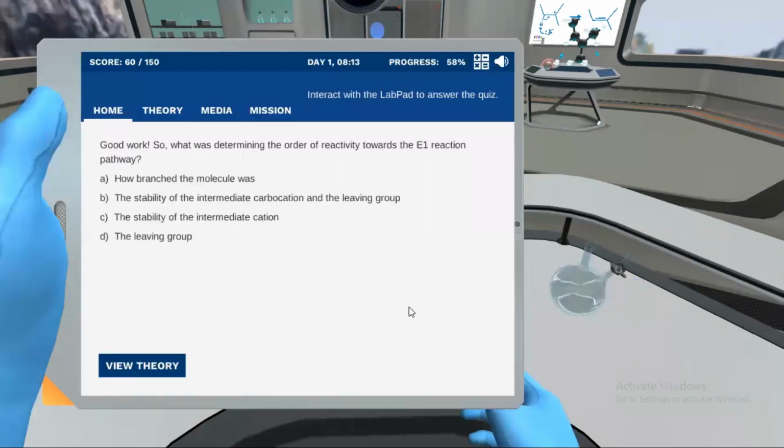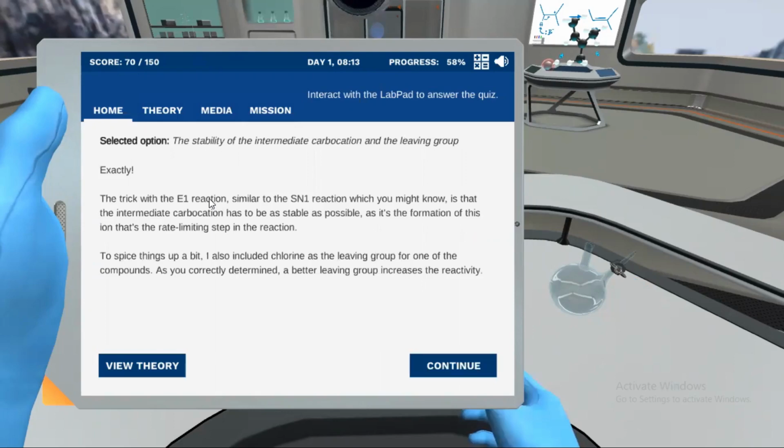Good work. So, what was determining the order of reactivity towards the E1 reaction pathway? Exactly. The trick with the E1 reaction, similar to the SN1 reaction which you might know, is that the intermediate carbocation has to be as stable as possible, as it's the formation of this ion that's the rate-limiting step in the reaction. To spice things up a bit, I also included chlorine as the leaving group for one of the compounds. As you correctly determined, a better leaving group increases the reactivity.